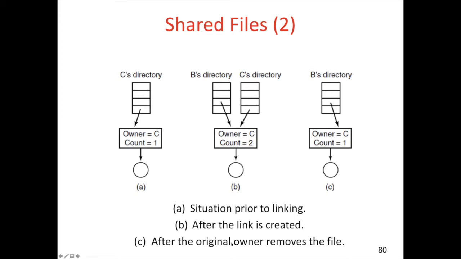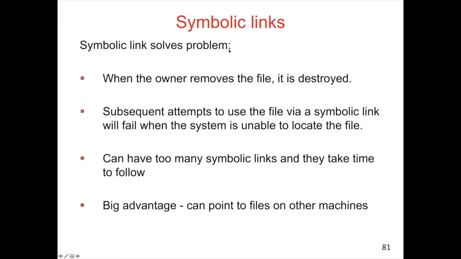And after the original owner removes the file, it is shown here. In B's directory, there is a link to the file saying the owner is C, but now the count is 1. A symbolic link solves the problem. When the owner removes the file, it is destroyed. Subsequent attempts to use the file via a symbolic link will fail when the system is unable to locate the file. You can have too many symbolic links and they take time to follow. The big advantage is that it can point to files on other machines.